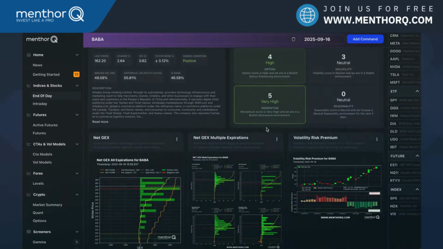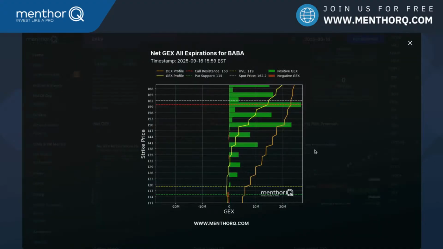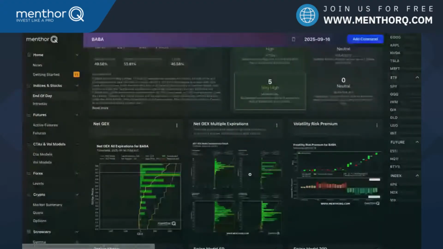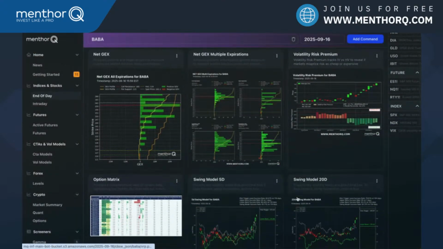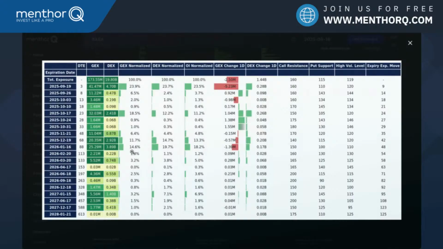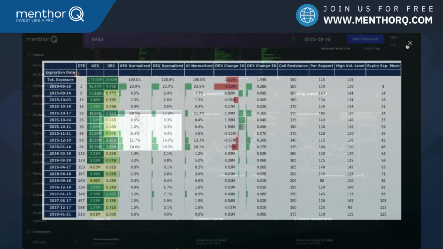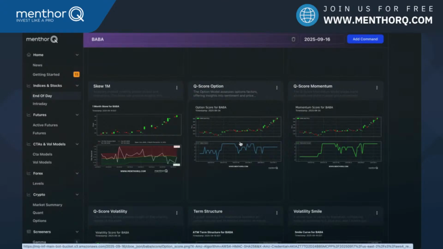But very, very important, you can also go and look at the positioning, similar to what we did before with futures. You see that there's really no negative positioning piling up on Alibaba right now. You can also look at the matrix to see if we have positive or negative gamma coming in. And then you can see the historical data. So how did the Q score perform historically?